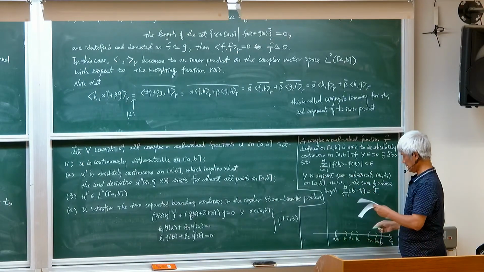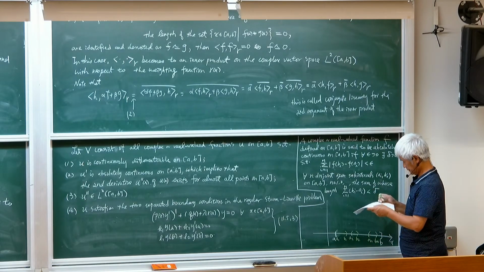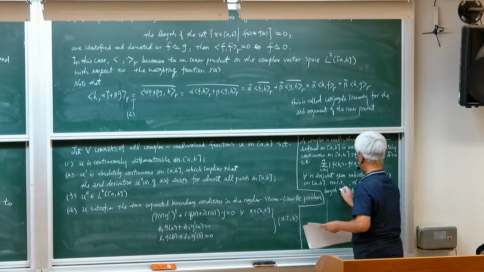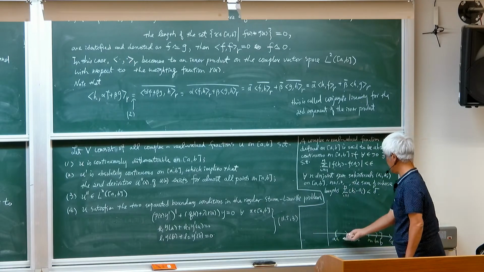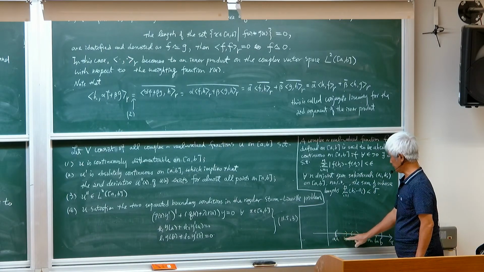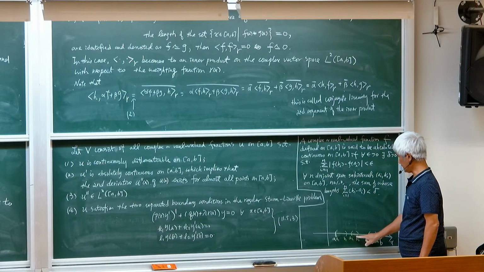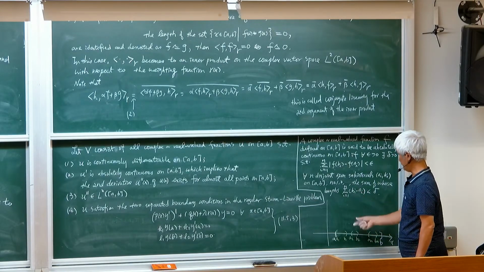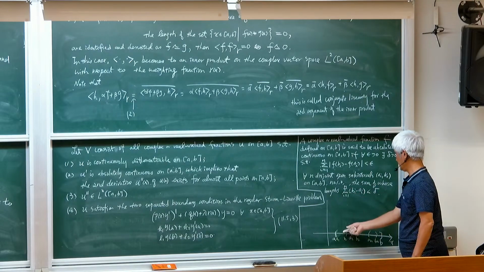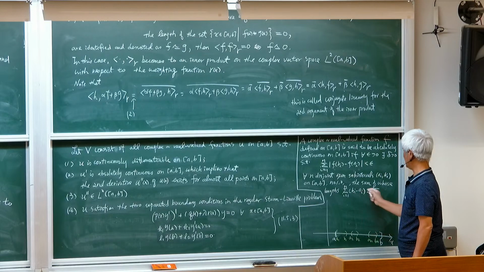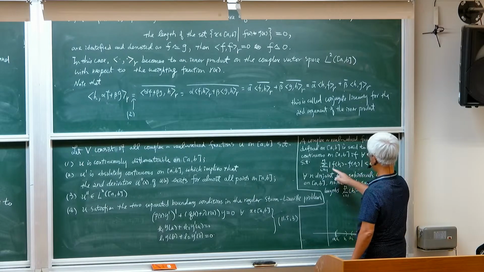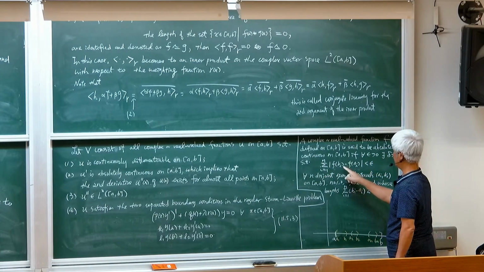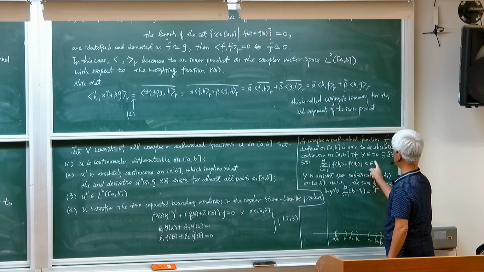The length of the first open interval is b1 minus a1, the length of the second open interval is b2 minus a2, etc. So if the sum of lengths of these open intervals is less than delta, then the sum of the absolute value of the difference of function values will be less than epsilon.